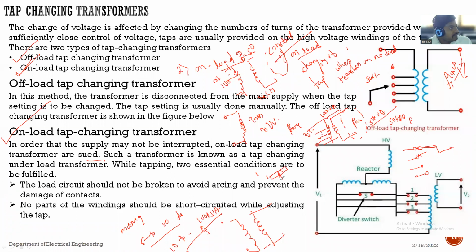Have you seen any video regarding a circuit breaker opening? When the contacts of a high voltage circuit breaker open, what will happen? An arc will be produced, right? Due to the high voltage, if these two contacts are separating from each other, at that situation the air should be present surrounding that contact point.